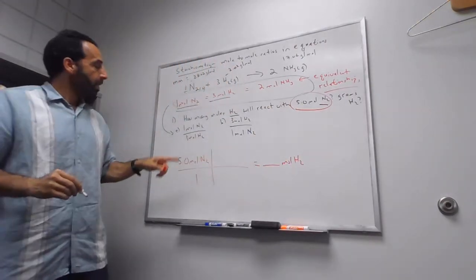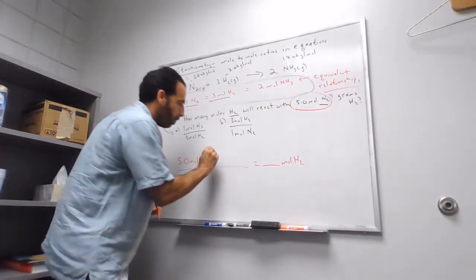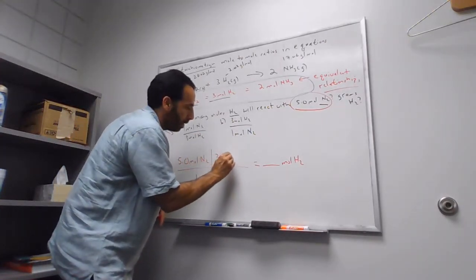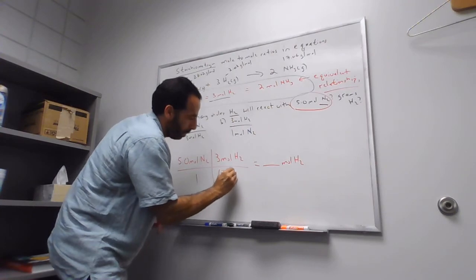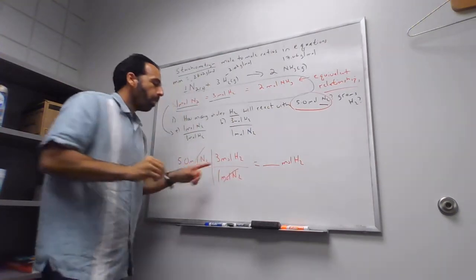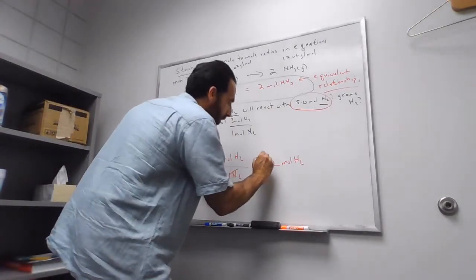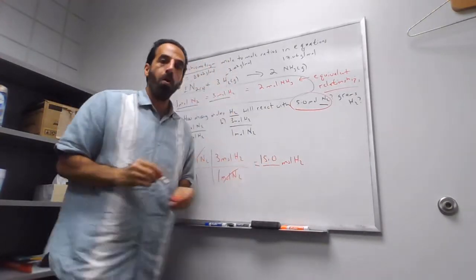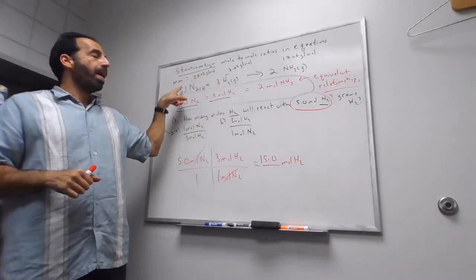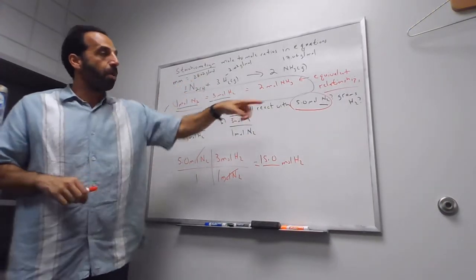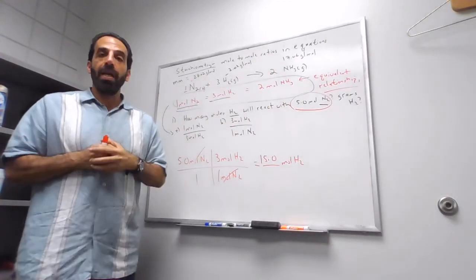I need to end up with moles of H2. So what I'm going to do is I'm going to use unit factor number 2. So I know that 3 moles of H2 will react with 1 mole of nitrogen. When I do that, I'm going to end up with 15.0 moles of hydrogen gas. So basically, I need 15 moles of hydrogen gas to react with 5 moles of nitrogen gas. And this ratio has to be consistent, otherwise you may not end up with ammonia.